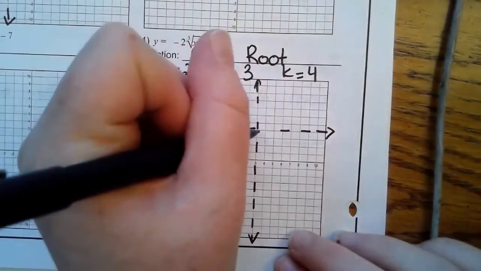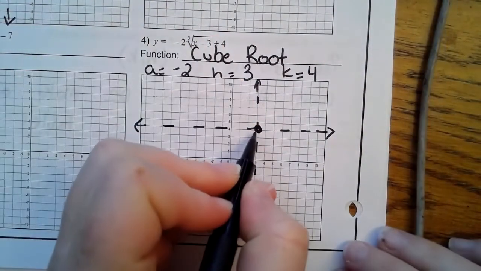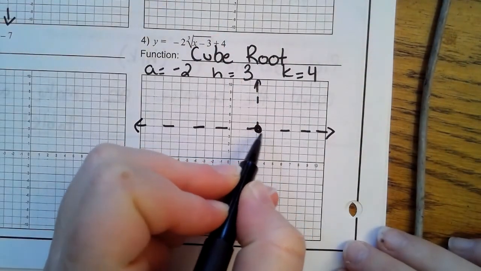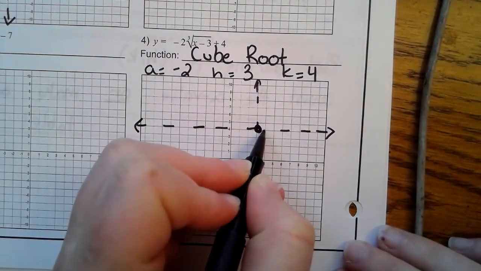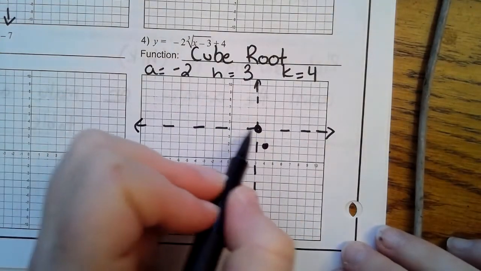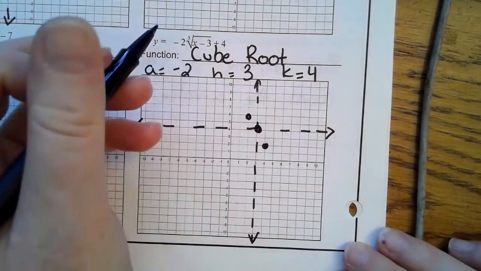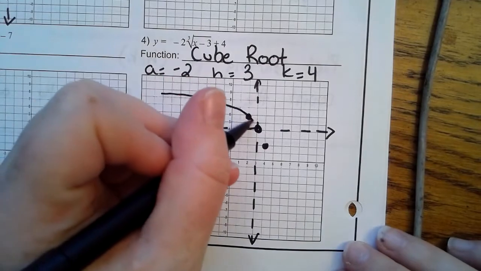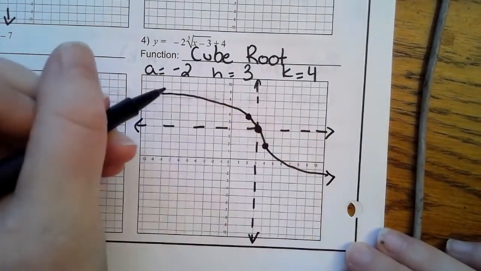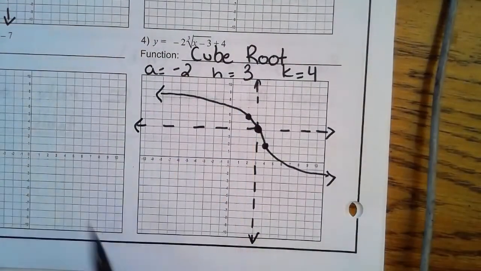So I put a dot on that center point. You go to the right one, up or down your A value. So I'm going to go to the right one, but my A value is negative, so I go down 2, put a dot. I go to the left one and then up 2. And it's going to kind of swivel like this. Don't worry if your general shape is messed up. I'm really just looking for these points.